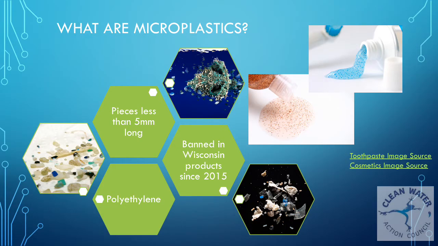So first, what are microplastics? Plastic debris can be found in many forms, sizes, and shapes. Any pieces smaller than 5 millimeters are what's considered microplastics. Microbeads are polyethylene plastic pieces that are often found in cleaning and beauty products, but these products have been banned in Wisconsin since 2015.